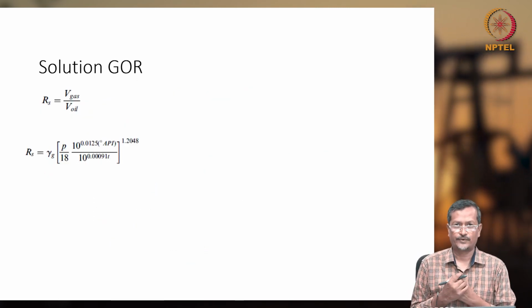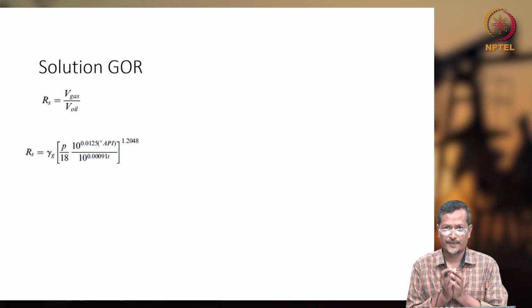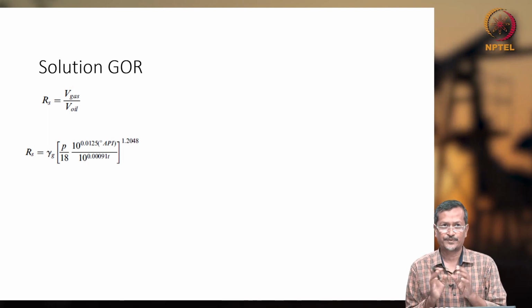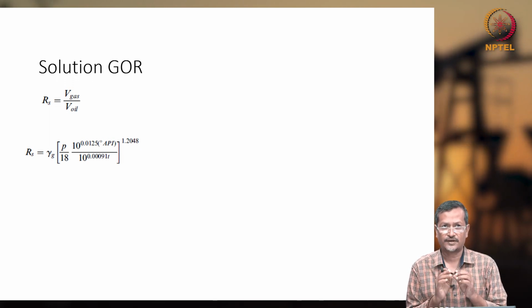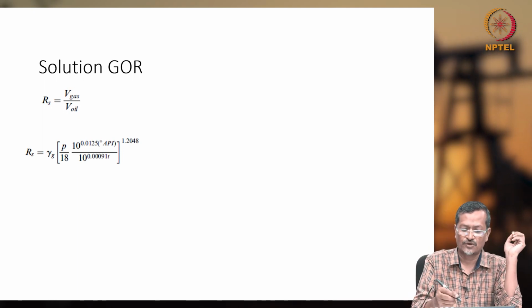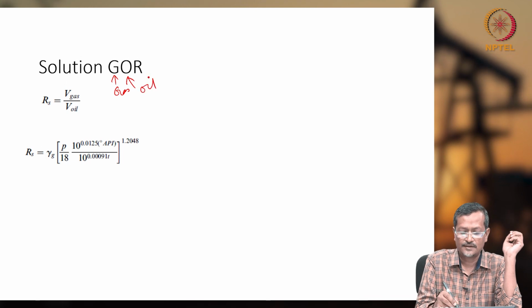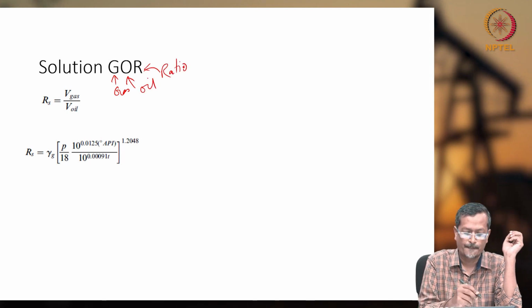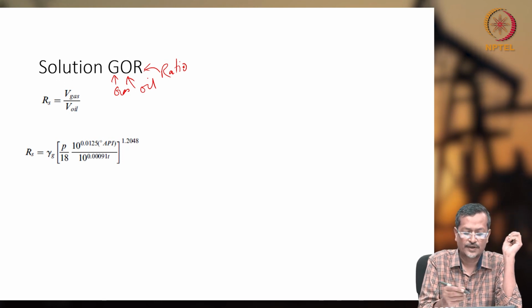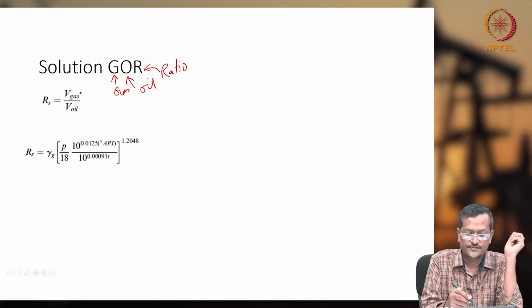So when you are discussing fluid properties, there are several fluid properties you have to discuss. The first thing is solution gas oil ratio. GOR means gas oil ratio: this is gas, this is oil, this is ratio. So solution gas oil ratio, or Rs, is V gas by V oil.